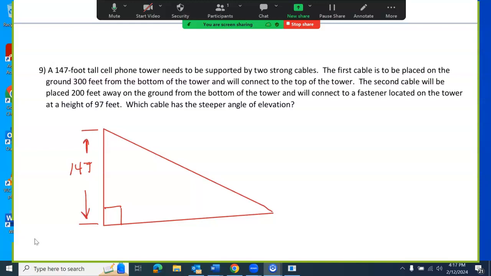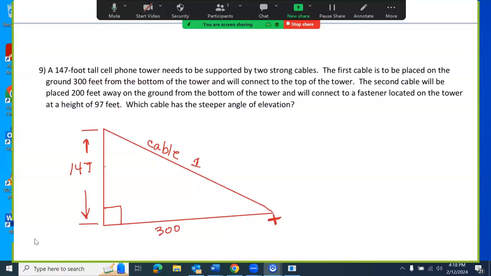It needs to be supported by two strong cables. The first cable is placed on the ground 300 feet from the bottom of the tower. So I'm saying that this is the first stake that's going to connect that cable. Okay, so this is cable 1. The second cable will be placed 200 feet away in the ground from the bottom of the tower and will connect to a fastener located on the tower at a height of 97 feet.